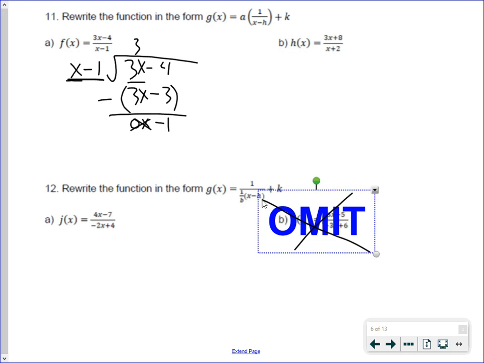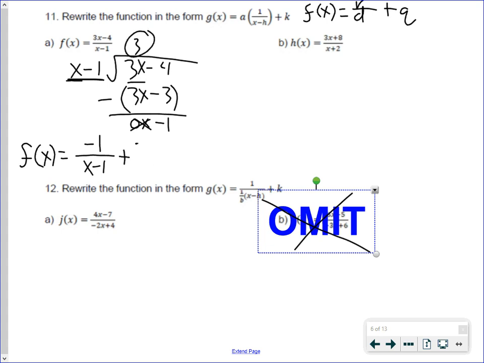Okay? So our form of the function is always going to be f of x equals the remainder all over the divisor plus your quotient. Remainder over divisor plus your quotient. So our remainder is negative 1. So our f of x is going to give us negative 1 all over our divisor, or what we divide it with, which is x minus 1, plus our quotient, which is the number up top, plus 3.